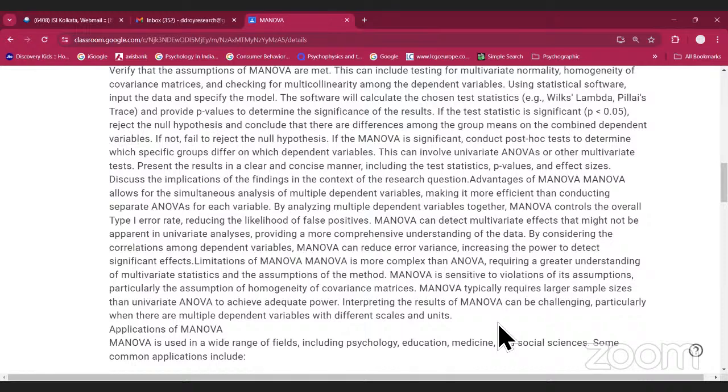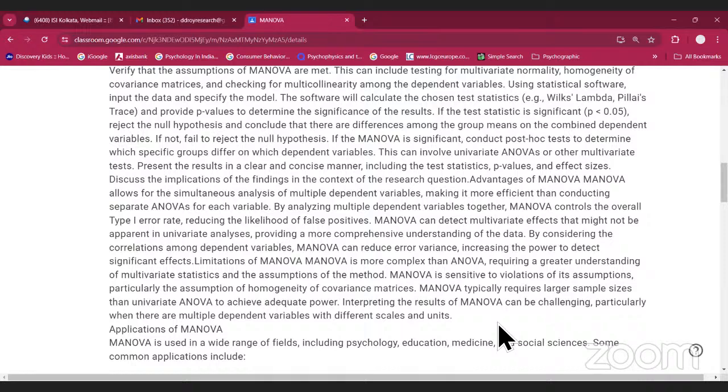Sir, I think effect size is a very technical term in statistics. How will we define it? By checking the Wilks' lambda value. If you find that Wilks' lambda is close to 0, that means the effect size is very high. Next.